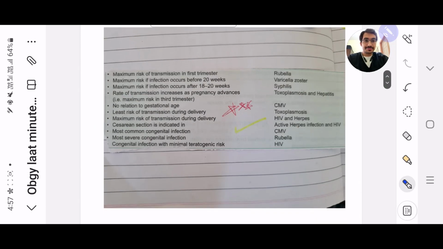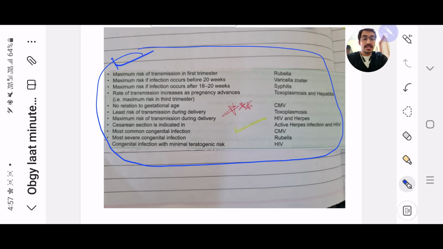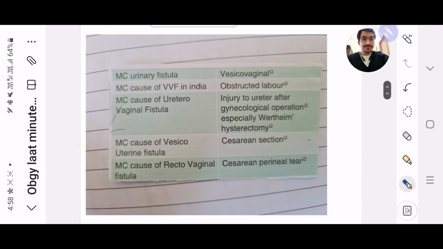Okay, next. Infection related OBS is very important, because they will usually ask you as a one-liner. They'll give a whole clinical case, and then in the end they'll ask you, which organism has the maximum risk of transmission in the first trimester? There's no logic to it. You have to remember this table, otherwise you won't be able to solve that question. Take a screenshot of this.